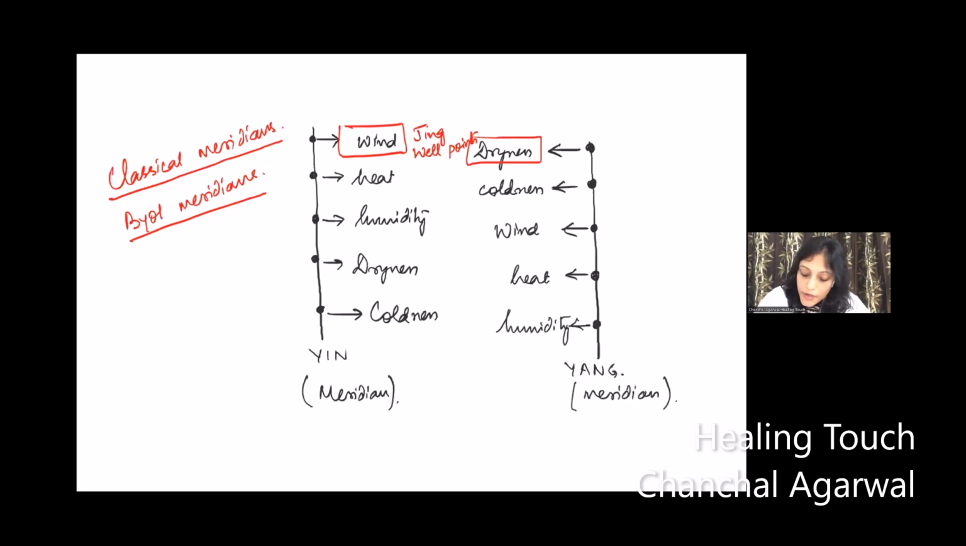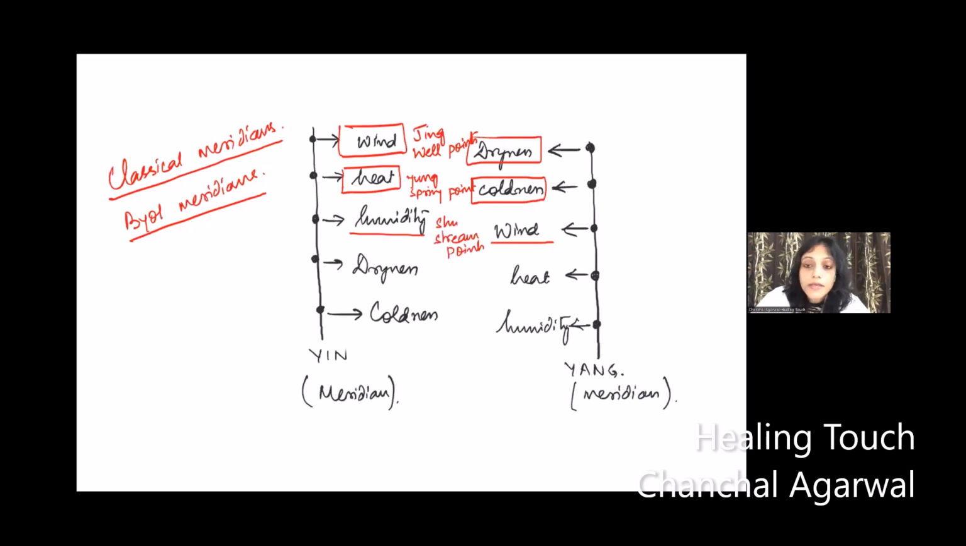Second point, that is the heat point on the yin side or coldness point on the yang side, is called the Yang Spring point. So first is well, second is spring. Third point, which is humidity on yin and wind on yang, is called the Shu Stream point.